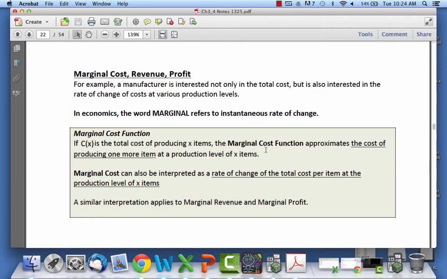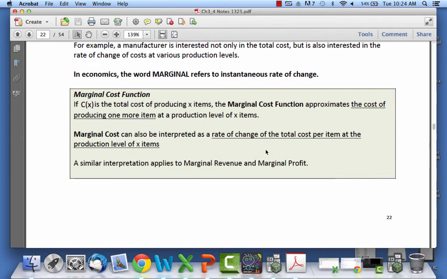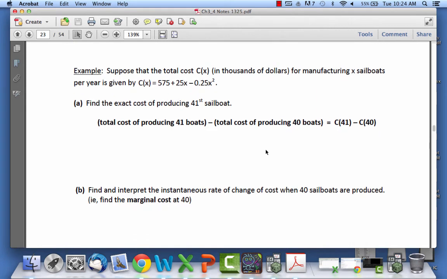So we consider the marginal cost, marginal revenue, marginal profit. And what it always is, is the instantaneous rate of change. So the marginal cost function is a function where when you plug in a production level, what it spits back out is the instantaneous rate of change of cost at that moment. Okay? So if this is our cost for manufacturing x sailboats, this is our cost.